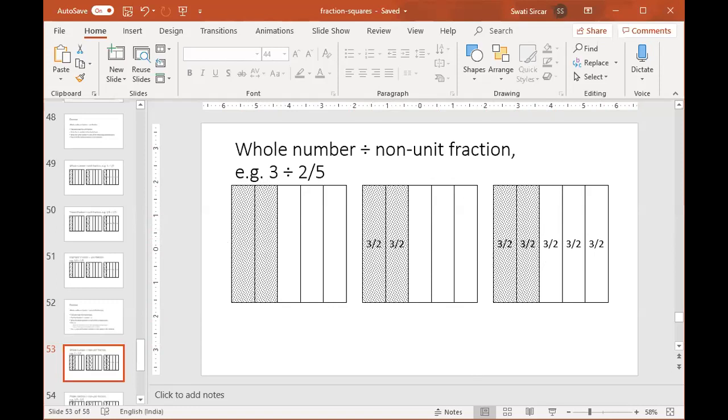So let us just consolidate that. We are doing 3 divided by 2/5. Okay. So we have this. You know what? Let me draw a circle for a change.